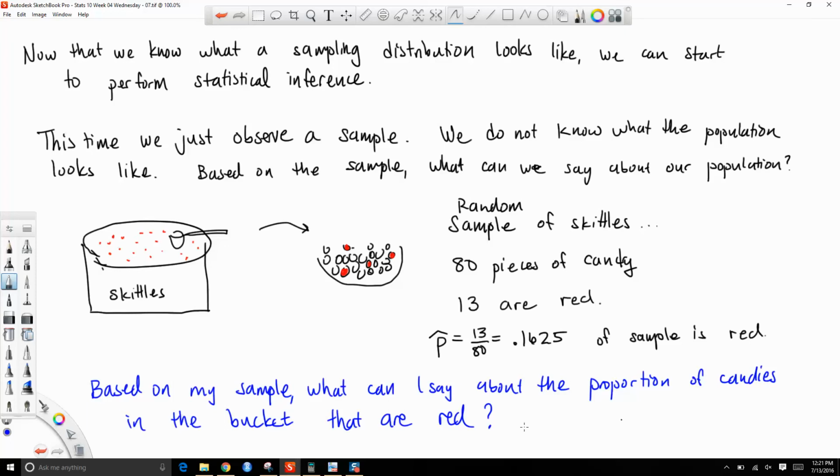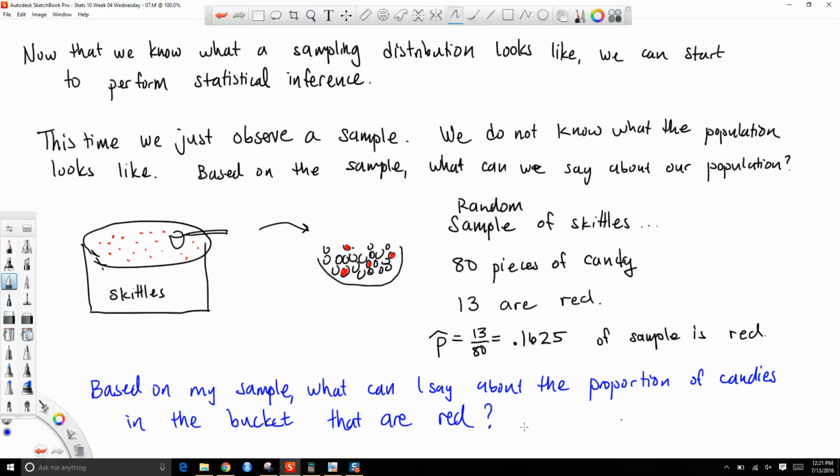Not necessarily at least, but what we can say is that, well, I don't know exactly how much is red in the bucket, but I'm thinking the amount that's red in the bucket is close to 16%. Maybe it's more than 16%, or 0.1625, maybe it's a little bit less than 0.1625, but I should expect that in the bucket about 0.1625 are red, okay?